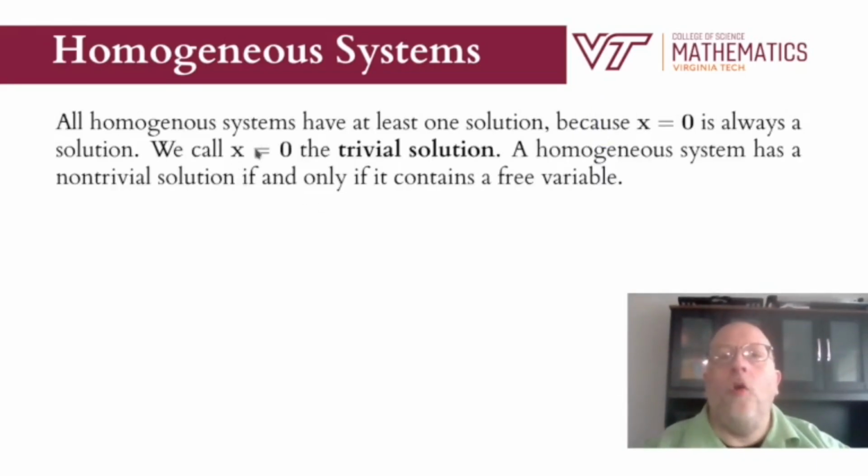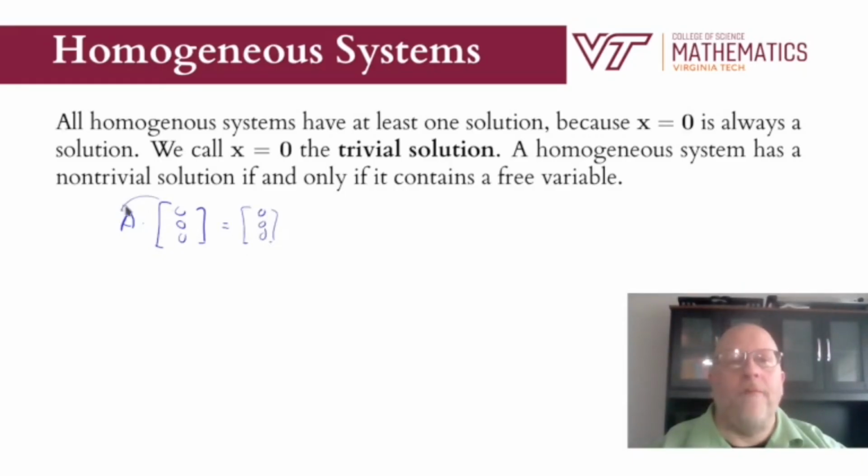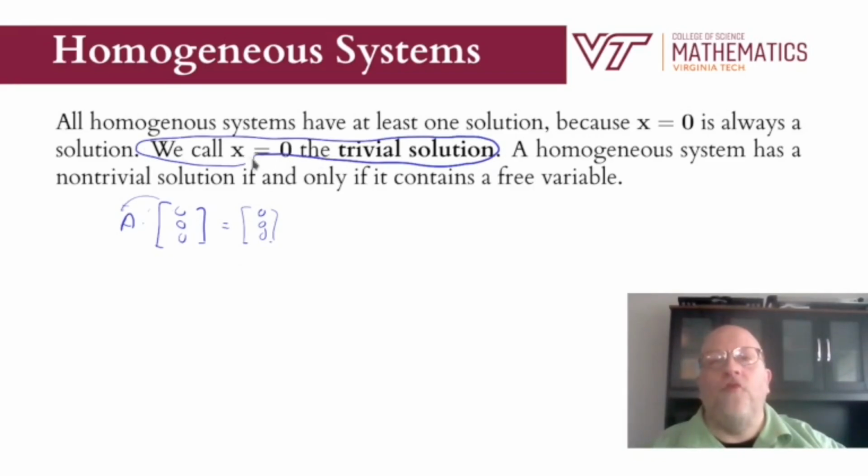So all homogeneous systems have at least one solution. Because if I take A and multiply it by the weights 0, and I don't know how many weights there are going to be, then the answer will always be 0, because I'll take 0 times the first column and 0 times the second column and 0 times the third column. And so I can always solve a homogeneous system by just taking 0 times all of the weights. That works. We call it the trivial solution.